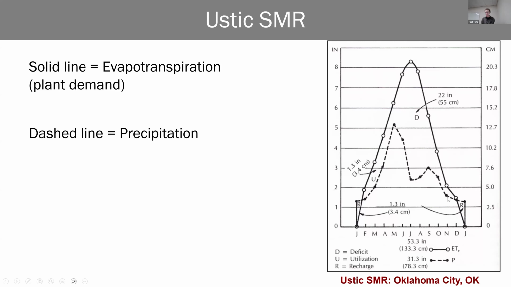We are in recharge, and this one never really hits a surplus because there's just not enough supply of precipitation during the winter while plant demand is low to reach a surplus. So you never actually go through the fourth stage of surplus. We stay in utilization and deficit for most of the year. This would be like the Great Plains, Oklahoma City, for example, with the ustic moisture regime.